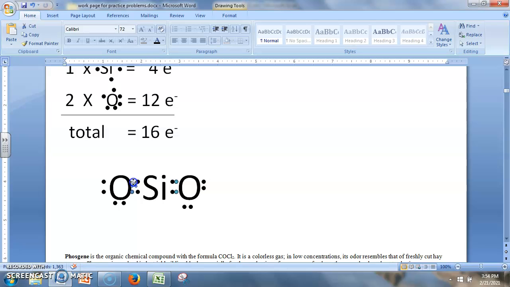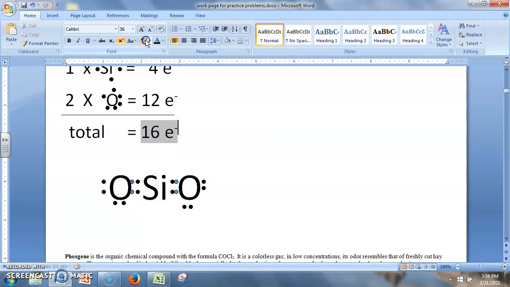Let's double check our electrons. We should have 16 here. 2, 4, 6, 8, 10, 12, 14, 16. Our number of electrons is correct. We've got that correct number on there.